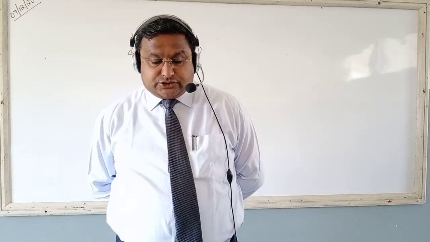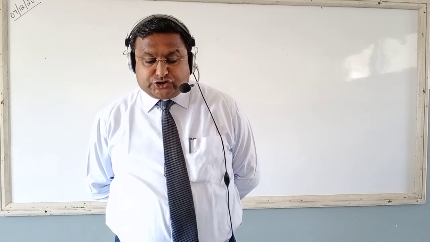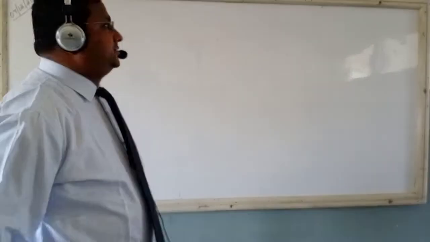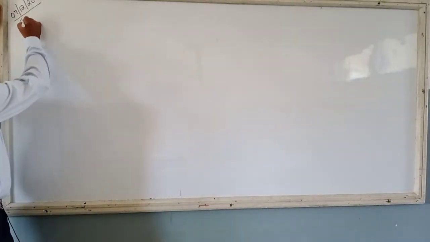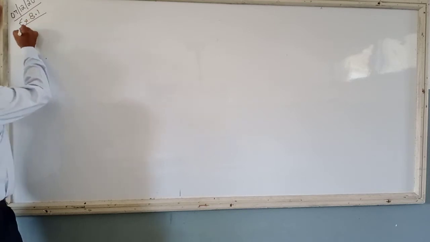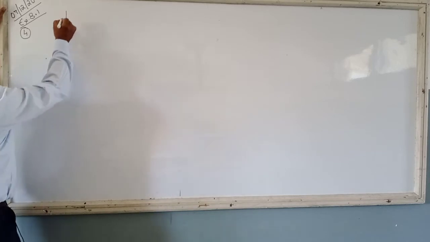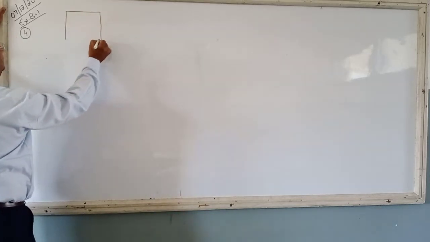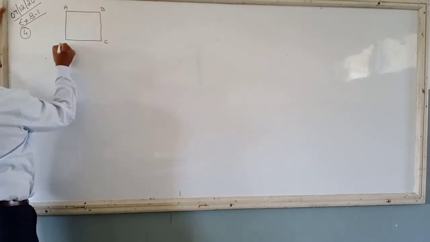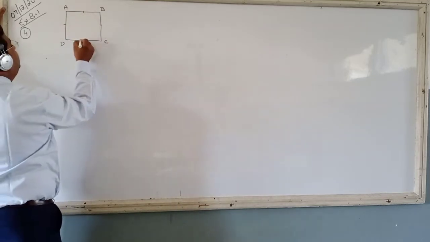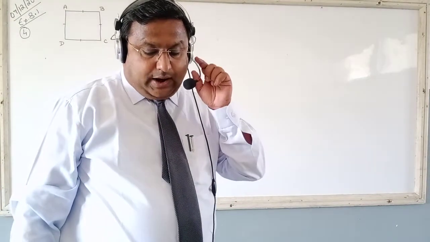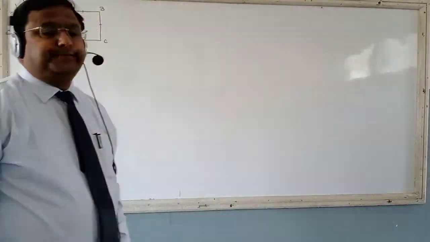Page number 146, question number 4. Show that the diagonals of a square are equal and bisect each other at right angles. Exercise 8.1, question number 4. Show that the diagonals of a square bisect each other at 90. This is a square given to us, ABCD, and we have to show that the diagonals are equal and bisect each other at 90 degrees.